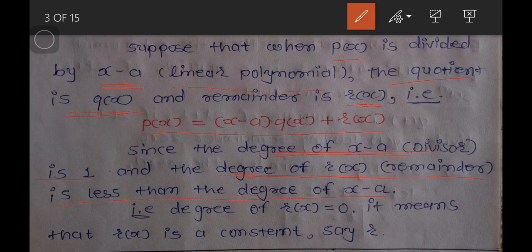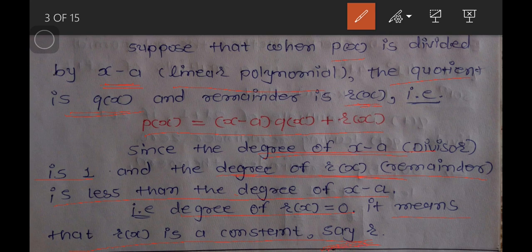That is, we know that here our divisor has degree 1, and then we conclude that r of x has degree 0. That is, we can write that degree of r of x is equal to 0, because the divisor has degree 1, then r of x must be degree 0. It means that r of x is a constant. Let me say it is r. We know that a polynomial of degree zero gives any constant number. So here we say this remainder, any constant number, is r.